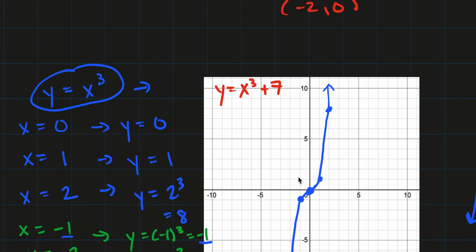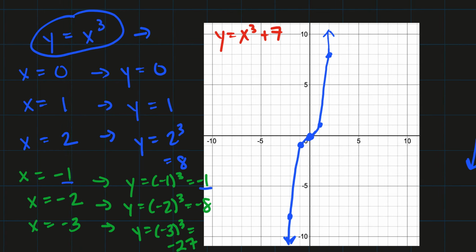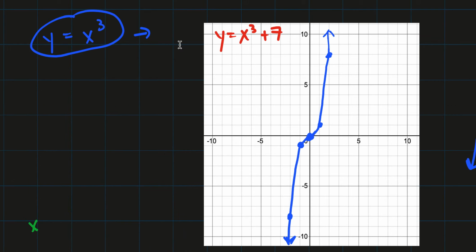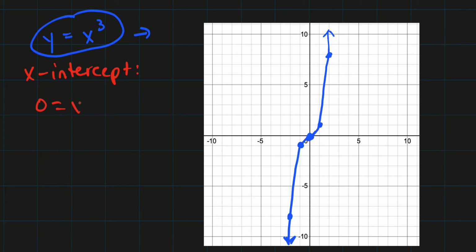Okay, let's look at the last one, this graph here. Looking at this graph, can you find an x and a y-intercept? The answer is yes. There's one x-intercept and there's one y-intercept, and they happen to be the same thing. So the x-intercept is where we set y equal to 0. So we get 0 is equal to x cubed, which tells us x is equal to 0. So the x-intercept is 0, 0.